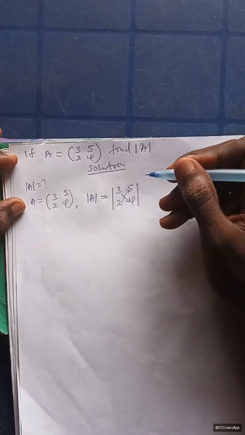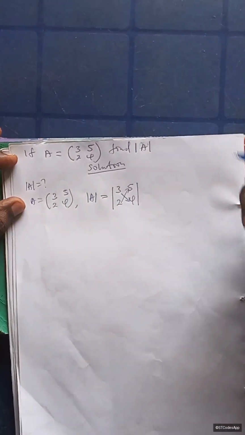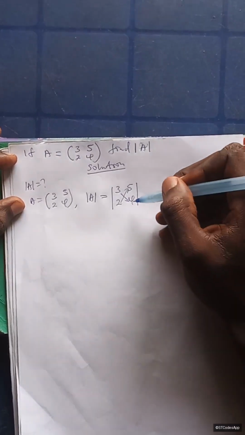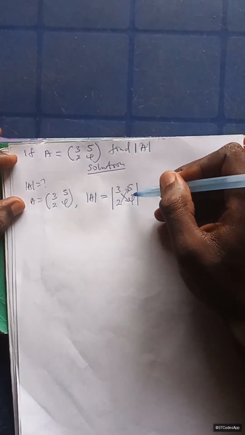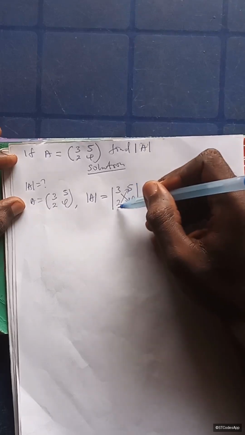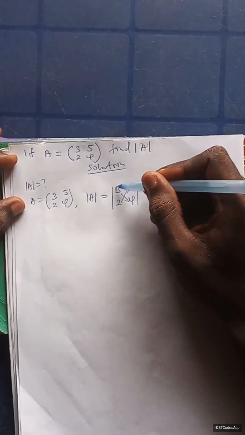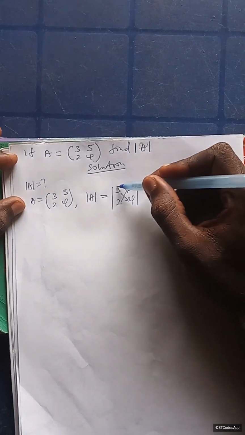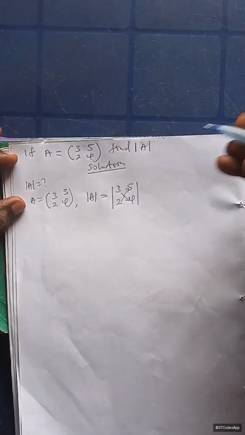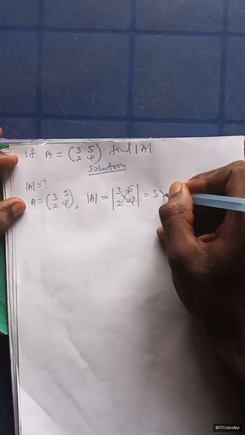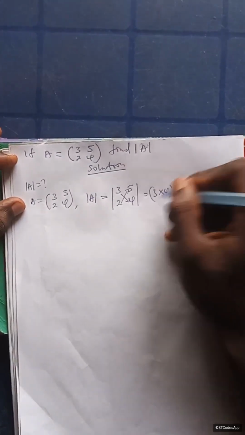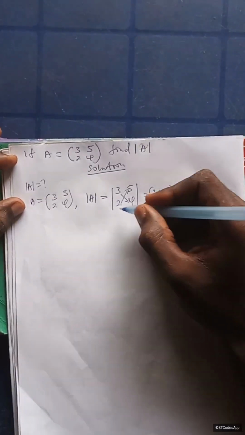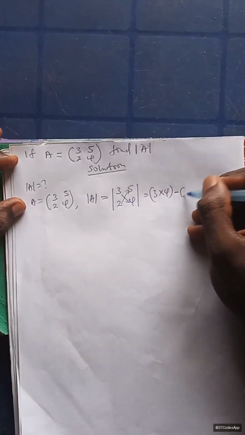When you are multiplying, don't make the mistake of taking it this way, multiplying this first. You don't multiply 5 times 2 first, then 3 by 4 second. It must be 3 by 4 first. So this now becomes 3 times 4, then minus 2 times 5. You can see the direction of the arrow.